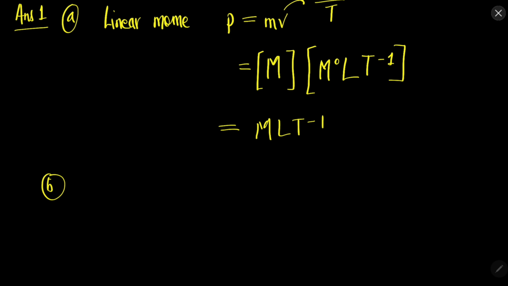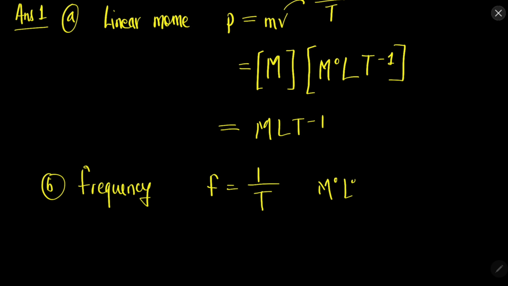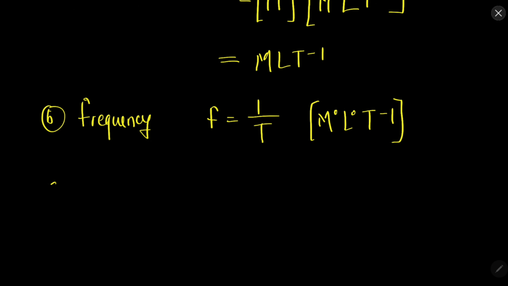Now what about the second one, frequency? So what is the formula for frequency? Frequency is the inverse of the time period. So this is quite simple. Mass M is 0, L is also 0 and T is minus 1 because this is 1 by T. So the dimension of frequency is M⁰ L⁰ T⁻¹.